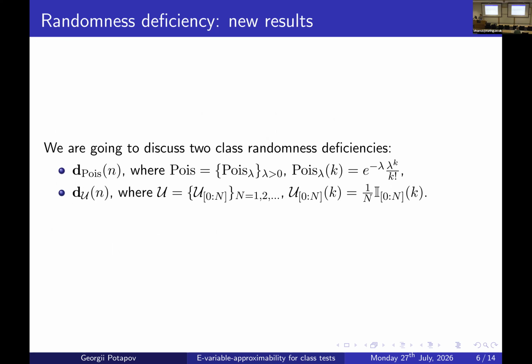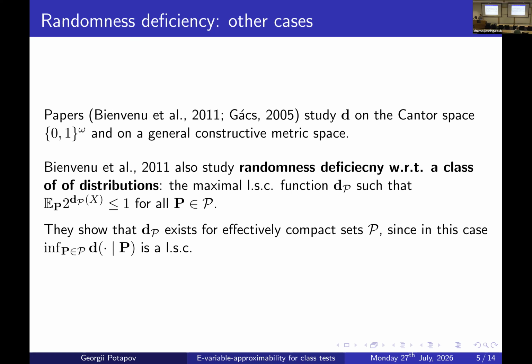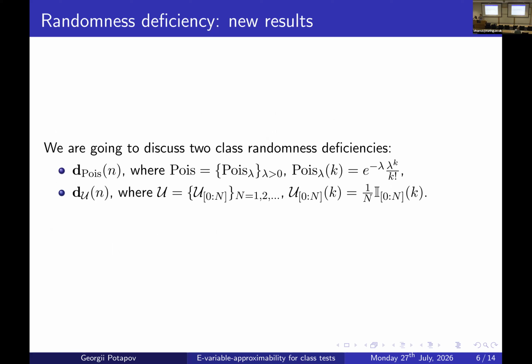But what about cases where the set P is not effectively compact and not even closed? For example, we can consider such well-known distributions as Poisson distributions and the uniform distribution on an initial integer segment. These families would not be compact. They would not even be topologically closed, as you can easily see by taking the limit of the parameter to infinity.